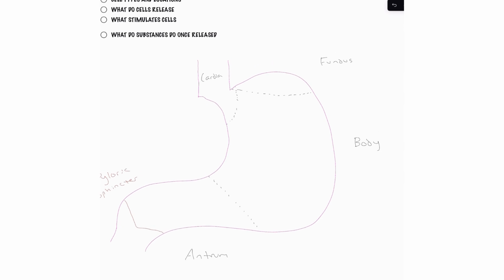So the first type of cell we're going to talk about are actually called ECL cells, and they're located in the fundus. So these are enterochromaffin-like or ECL cells, okay? The next population of cells we're going to talk about are called parietal cells. So these like to live in the body of the stomach. So these are parietal cells.